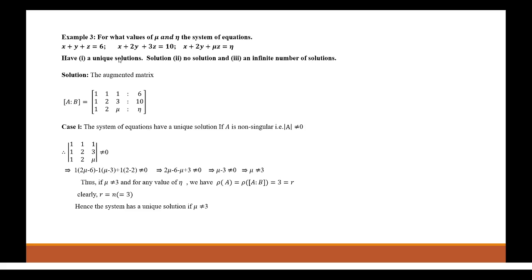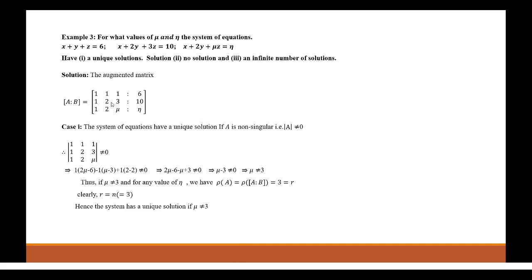So next, example 2. For what values of mu and eta does the system of equations x plus y plus z is equal to 6, x plus 2y plus 3z is equal to 10, x plus 2y plus mu z is equal to eta have one, a unique solution, two, no solution, and three, an infinite number of solutions. So first we will solve this problem for a unique solution.